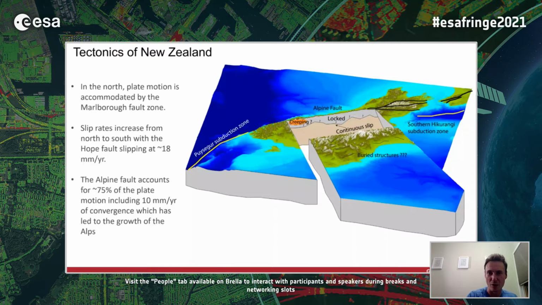And then the Alpine fault takes up around 75% of the total plate motion, with around 10 millimeters a year of convergence that has led to the uplift of the Central Alps.